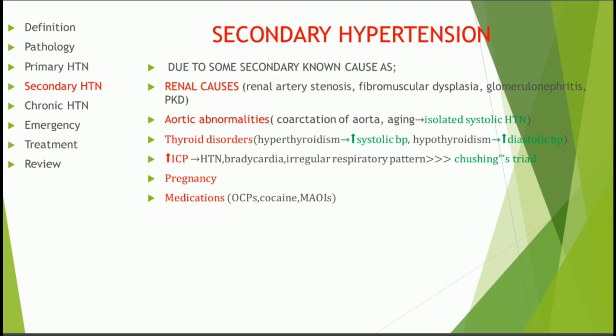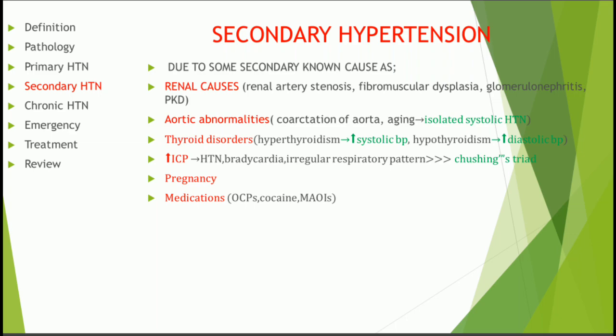Increased intracranial pressure. It leads to a triad of hypertension, bradycardia, and decreased respiratory activity. The triad is known as Cushing's triad. Pregnancy also includes hypertension as preeclampsia and eclampsia.